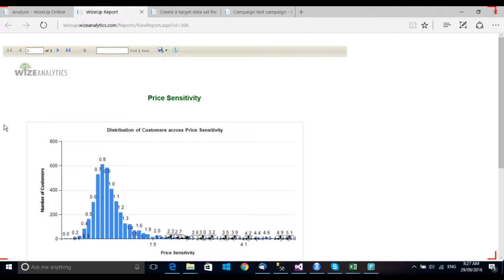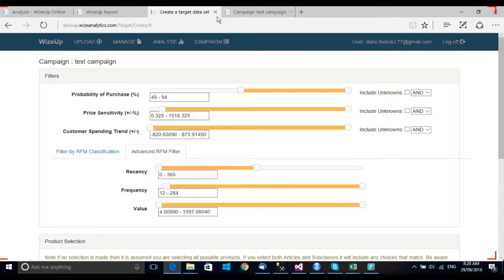Now, let's go across to how you would then use this information to create a target campaign. Over here we're looking at a screen from our system WizeUp, but you can do this any way you choose within your own system. The critical steps are, what are the elements that we want to use to identify the customers we want to market to? In our approach, we start by looking for people who have a high probability of purchase.